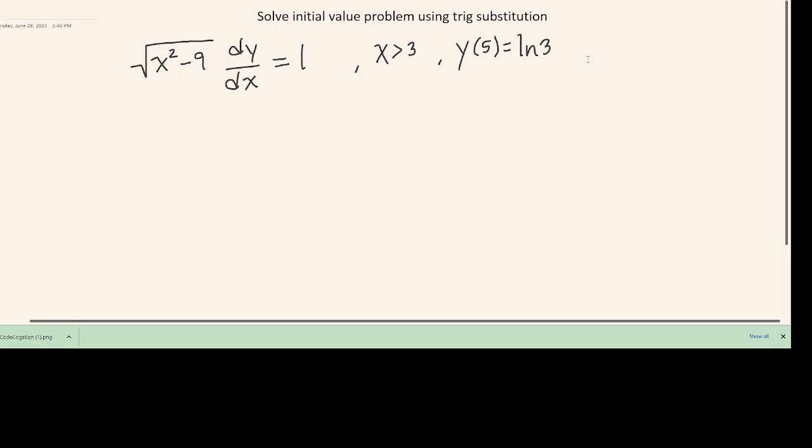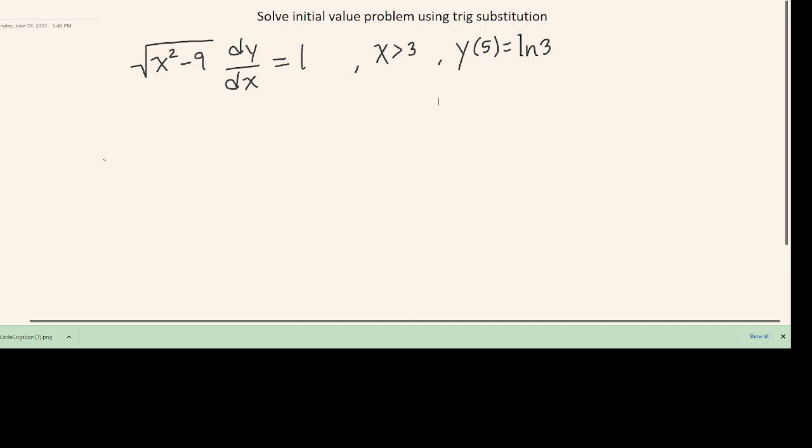Alright, so we're going to solve an initial value problem using trig substitution. So here we have the square root of x squared minus 9 times dy over dx equals 1. X is greater than 3, and y of 5 is equal to the natural log of 3.